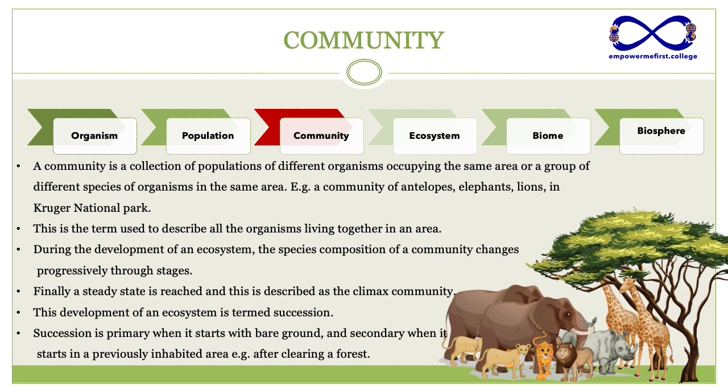During the development of an ecosystem, the species composition in a community changes progressively through stages. Finally, a steady state is reached, and this is described as the climax community. The development of an ecosystem is termed succession, and we have primary succession, whereby plants grow on bare ground, and secondary succession, whereby plants grow in an area that previously had trees.